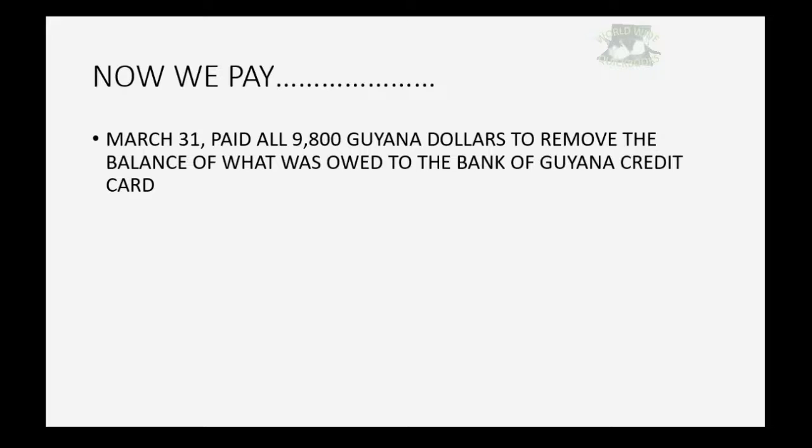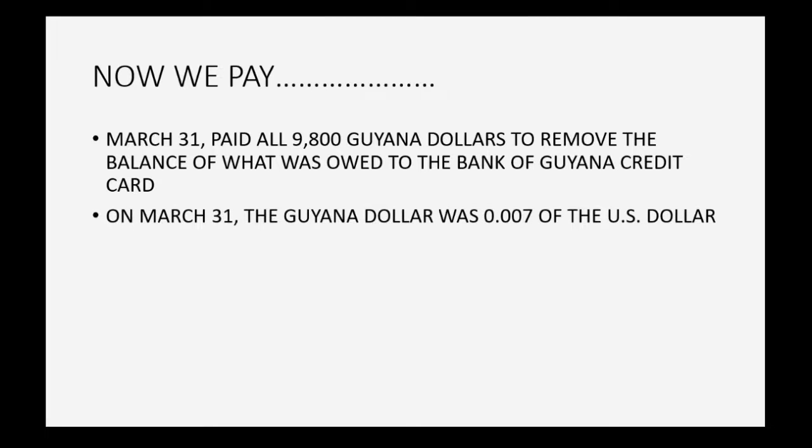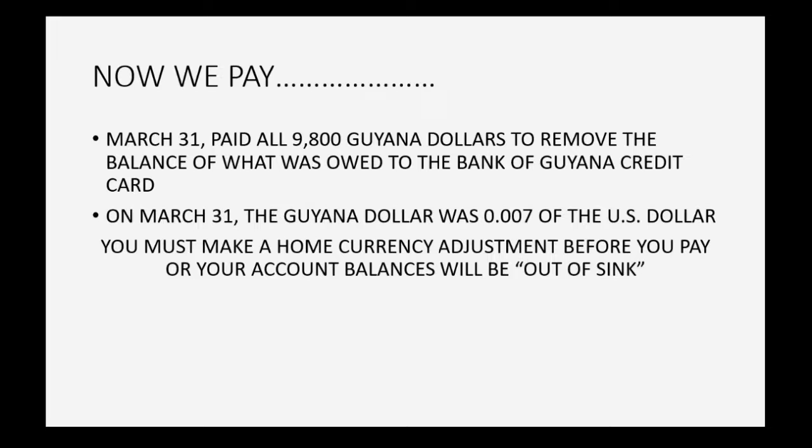And now, let's record paying the credit card bill. Let's imagine on March 31, we paid all 9,800 Guyana dollars to remove the balance of what was owed to the Bank of Guyana credit card. On March 31, the Guyana dollar was worth 0.007 of the US dollar. So you must make a home currency adjustment before you pay, or your account balances will be out of sync.